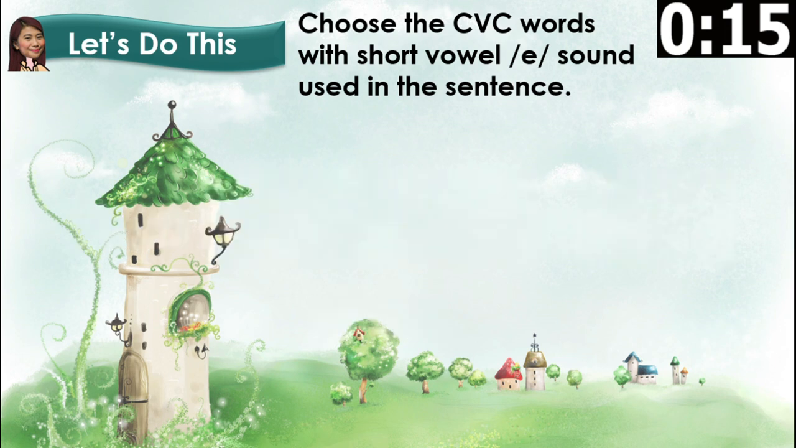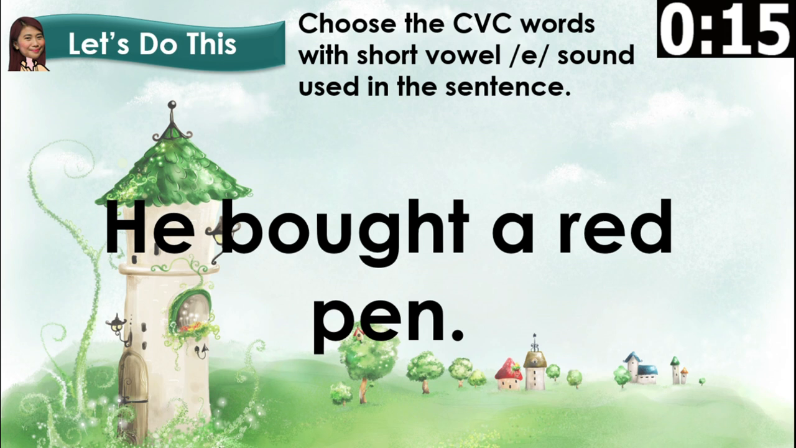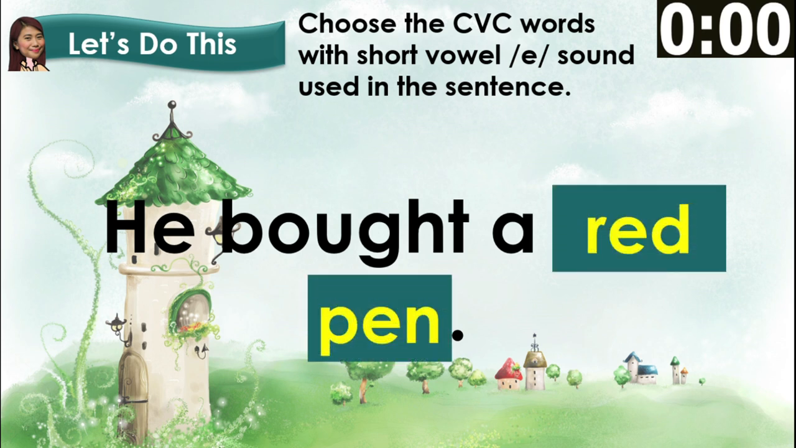Now, let's choose the CVC words with short vowel E sound. He bought a red pen. What do you think are the CVC words in this sentence? Comment now your answer. The correct words are red and pen. If these are your answers, you are correct.